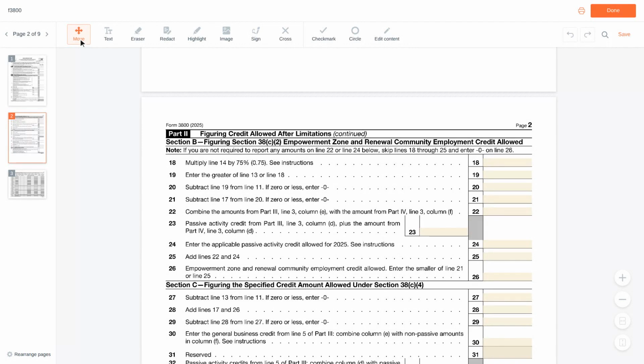IRS Form 3800 is the General Business Credit Form. Businesses and individuals who claim one or more business tax credits use this form to aggregate all allowable credits into a single amount. The General Business Credit is a collection of over 30 individual credits covering activities such as research and development, low-income housing, disabled access, employer-provided childcare, and work opportunity hiring. The credits can offset regular income tax and, in some cases, the alternative minimum tax.